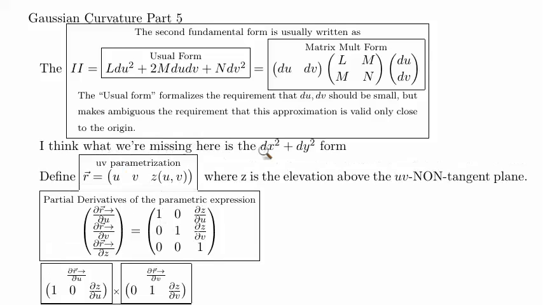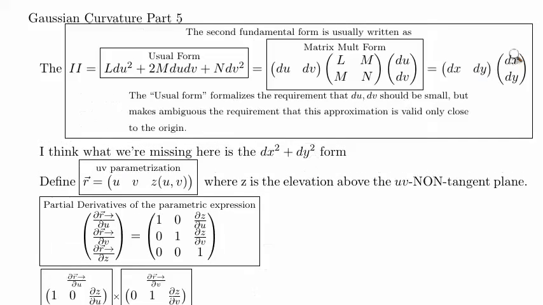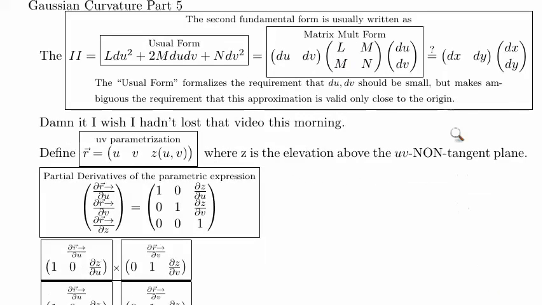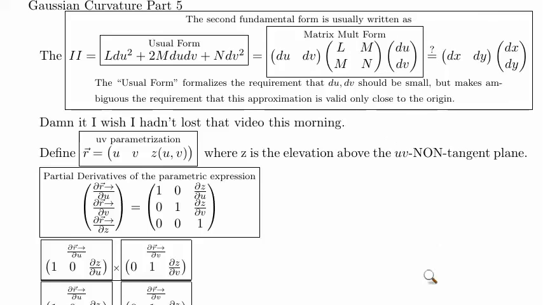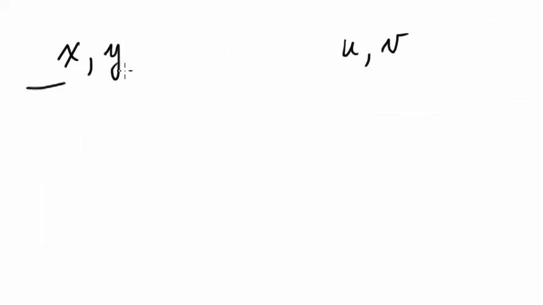I think what we're missing here is the dx squared plus dy squared form. Here is what we need. Putting a dx dy and dx dy in there makes it a little clearer that we are converting from the coordinate system where, damn it, I wish I hadn't lost that video this morning, because I don't think this is right. I put a question mark there because I'm thinking of two different sets of variables.